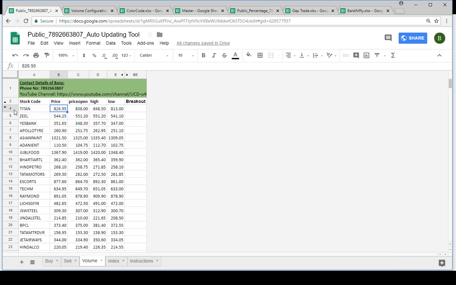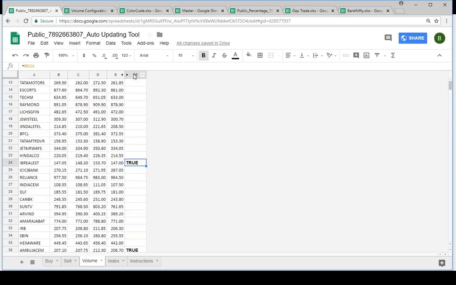Because as the volume increases, the stock generally has a tendency of moving in one particular direction, whether it is up or down. Okay, and one more very important feature I have included here is the breakout point. What this does is, if any share is trading at its day high or day low, it will be shown here. So as you can see, IB Real Estate made a low of 147, and 147.05 is the latest price, so it is showing true here.